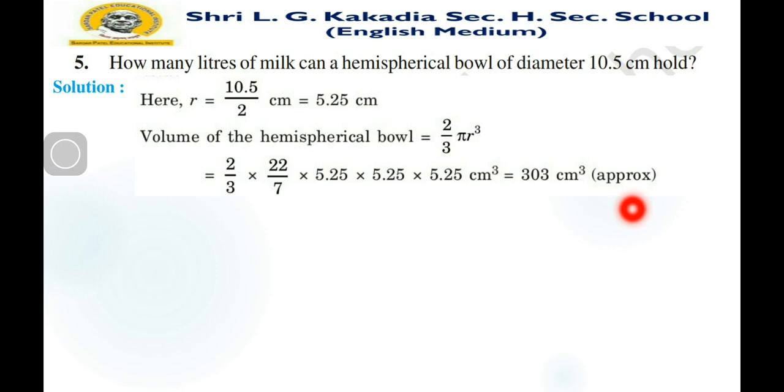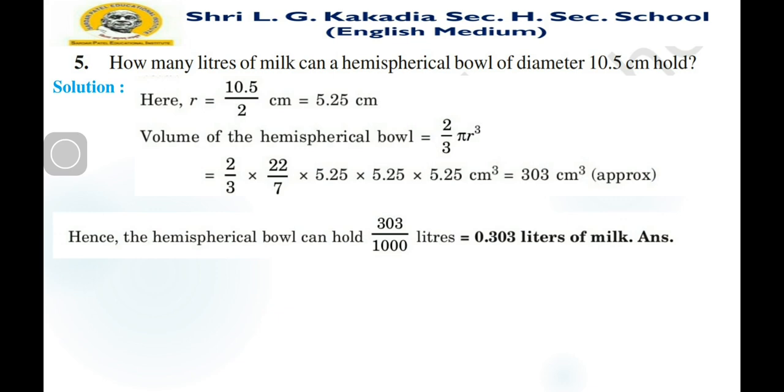Now let me find the liters. Hence the hemispherical bowl can hold, we know that if we divide 303 by 1000, then it will be in liters. So we find 0.303 liters of milk in the given hemispherical bowl.